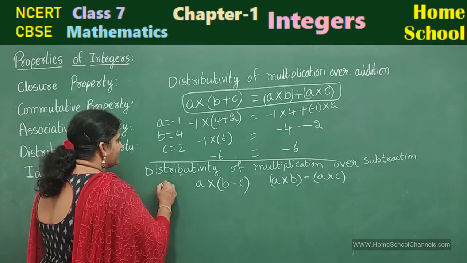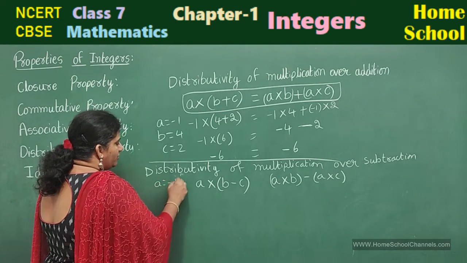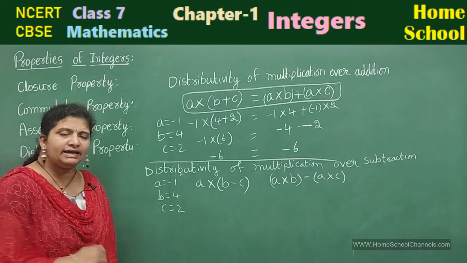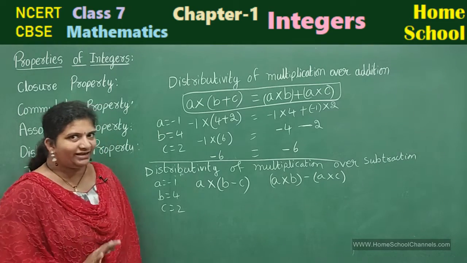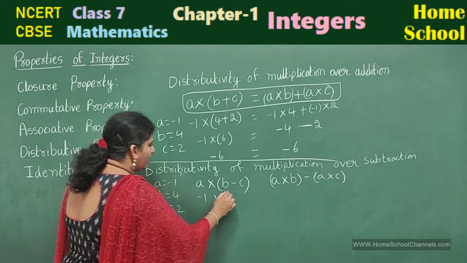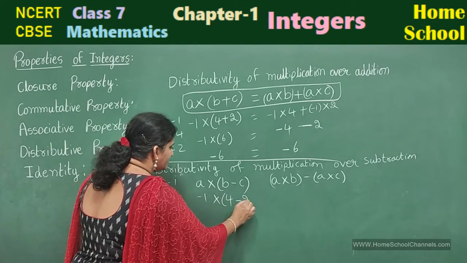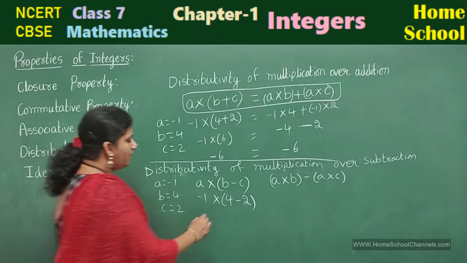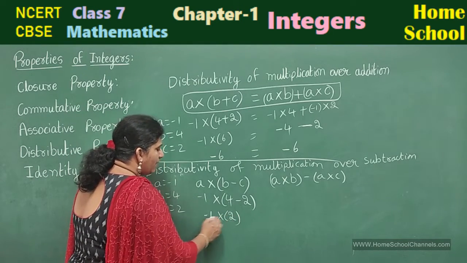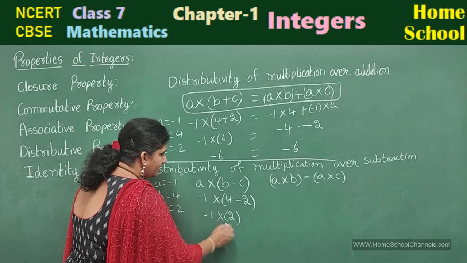The same A, B, C values I take. A is equal to -1, B is equal to 4, C is equal to 2. Any 3 integers of your choice you can take. A is -1 into B value is 4 minus C value is 2. -1 into 4 minus 2 is 2. Minus into plus, minus 2 ones are 2.